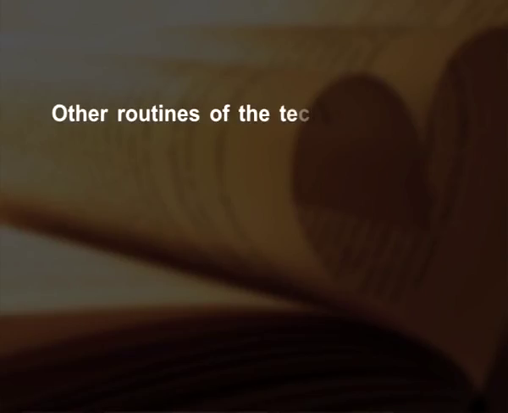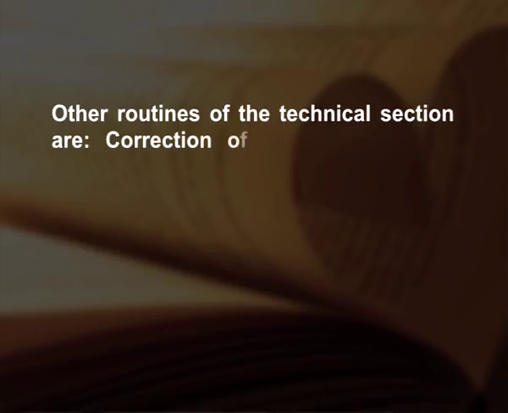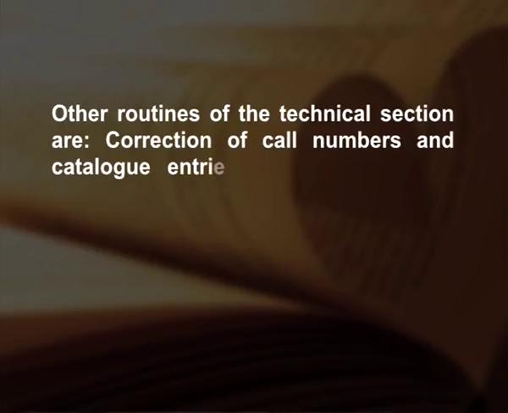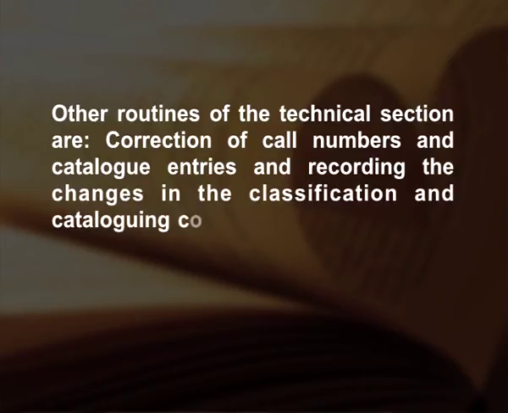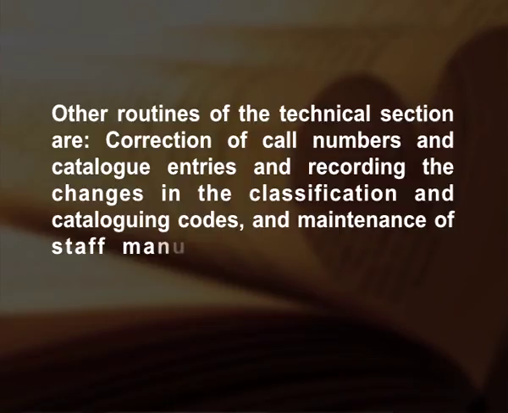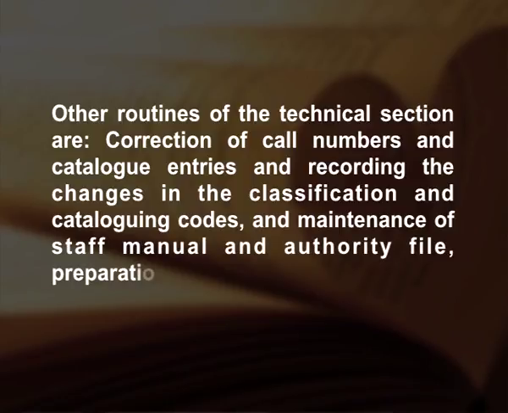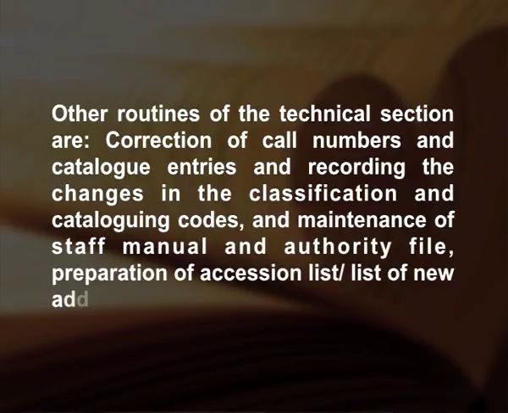Other routines of technical sections are correction of call numbers and catalogue entries, recording the changes in the classification and cataloging codes, maintenance of staff manual and authority file, and preparation of accession list or list of new additions.